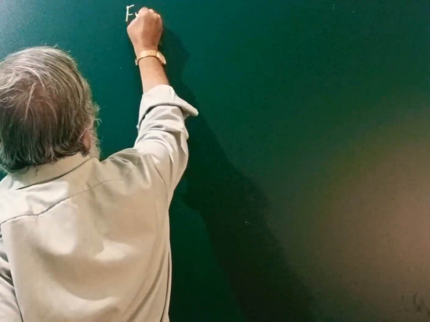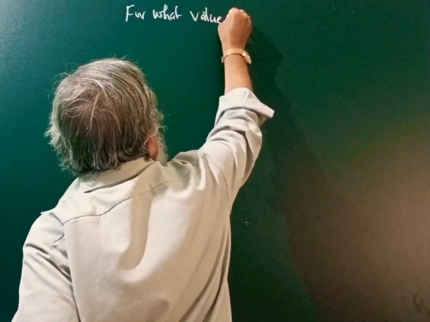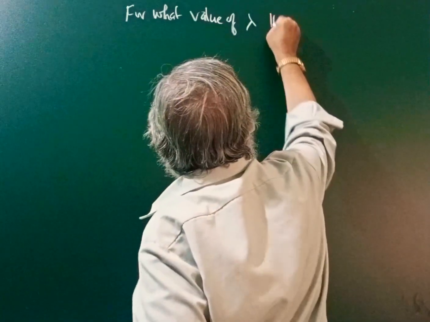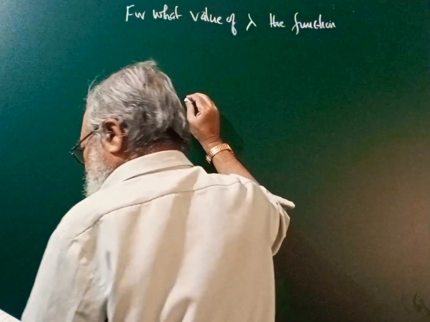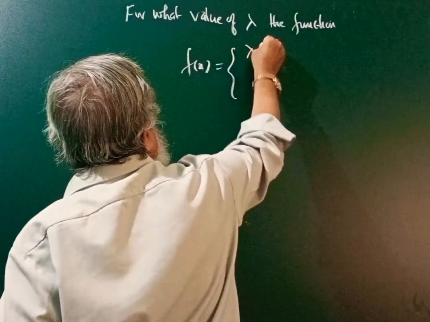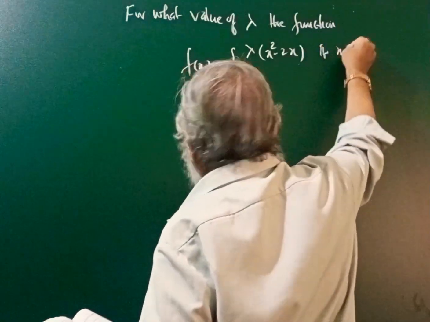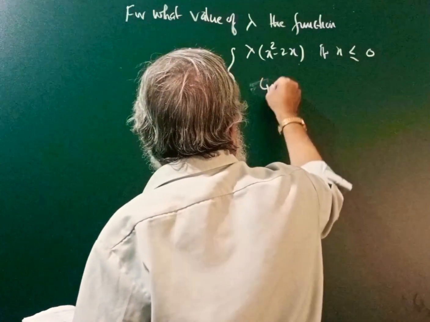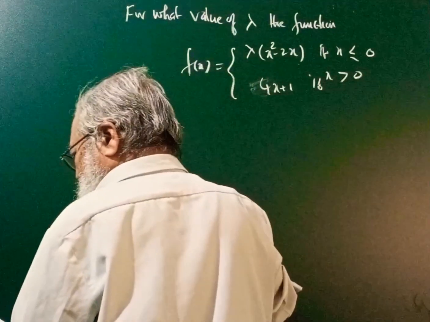For what value of lambda is the function f(x) equal to lambda into (x square minus 2x) if x is less than or equal to 0, and 4x plus 1 if x is greater than 0, continuous at x equal to 0?